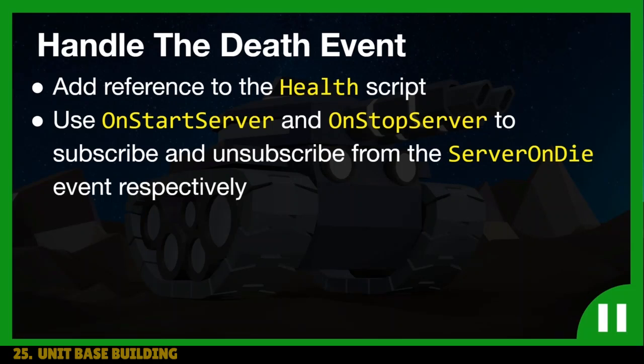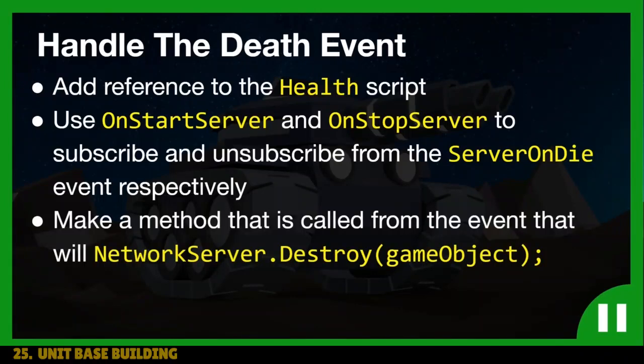So use OnStartServer and OnStopServer to subscribe and unsubscribe. And then make a method that's called from the event, which will NetworkServer.Destroy the game object. And this is the exact same that you did in the previous lecture. So if you forget how to do this, just go and have a look at the unit spawner script and it'll be pretty much the exact same. So pause the video and give this a go.